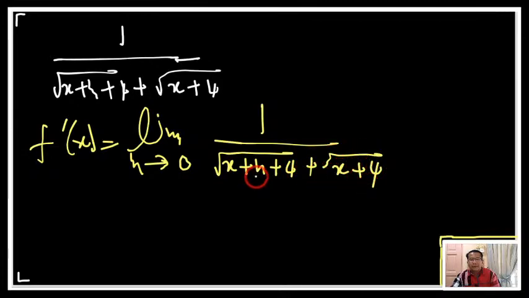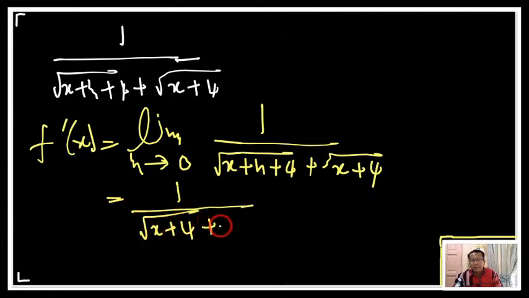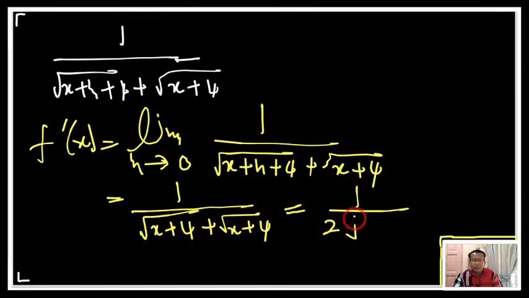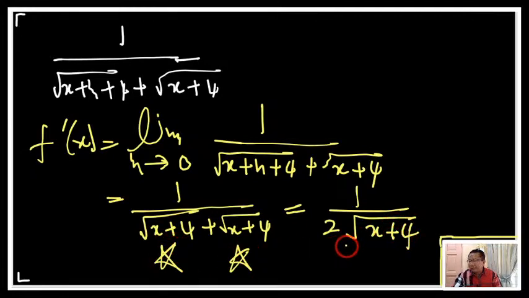So this h goes to 0. So you have no more limit, 1 over square root of x plus 4 plus square root of x plus 4. It's like 3 plus 3, you get? x plus x, you have 2x. So this one, 1 over 2 square root of x plus 4. You just imagine this like star plus star. So you have 2 star.